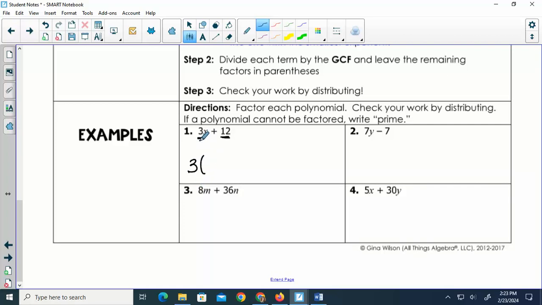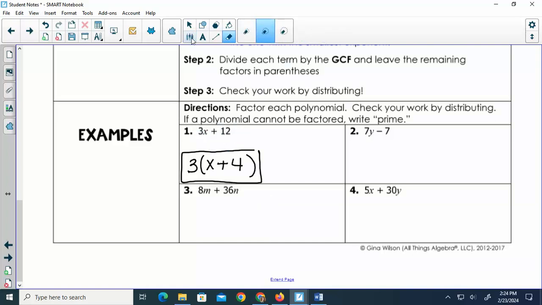Factoring out is like dividing. So if you take 3x divided by 3, you just get x. If you take 12 and divide it by 3, you get 4. So it's 3 parentheses x plus 4. How can you check yourself? Because if you multiply it, you should get the original problem back. 3 times x is 3x plus 12. So you can always easily check these just by multiplying it back out.